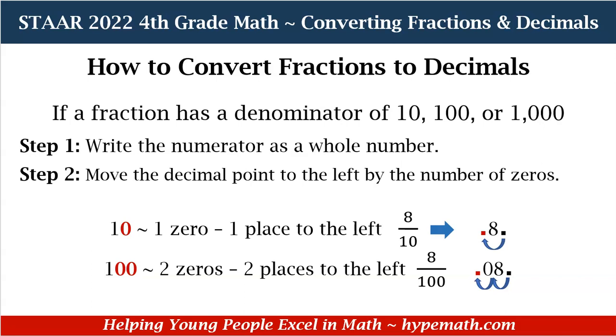Now, let's look at our second example. It's 8/100. We have 2 zeros in the denominator, so we need to move our decimal point 2 places to the left. We're going to write our numerator, which is 8 again, and we are going to move our decimal point 2 places to the left. Now, when we're moving 2 places to the left, we'll have an empty space, and what we're going to do is put a 0. So 8/100 in decimal form is 0.08.